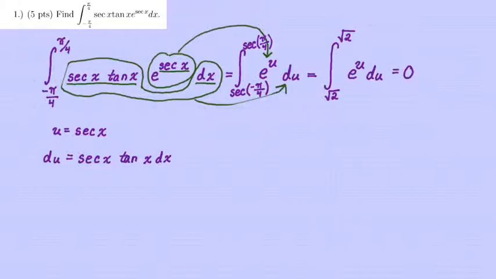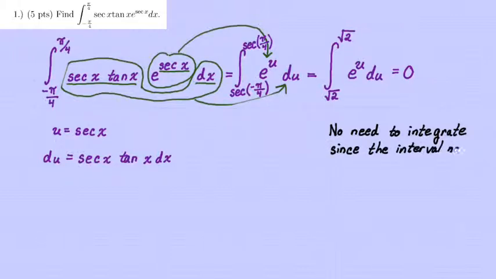And now we don't even need to integrate. This is just 0 because the interval we're integrating over now has length 0. So it's super straightforward to see that the integral of the whole thing is 0.